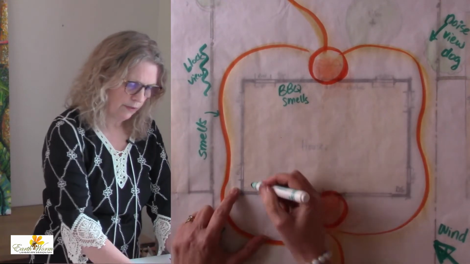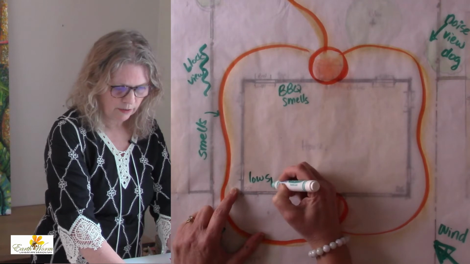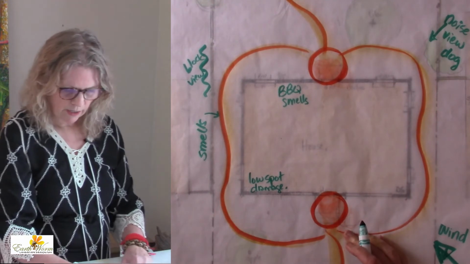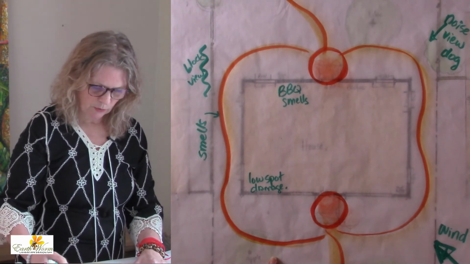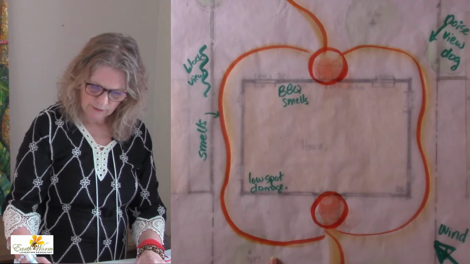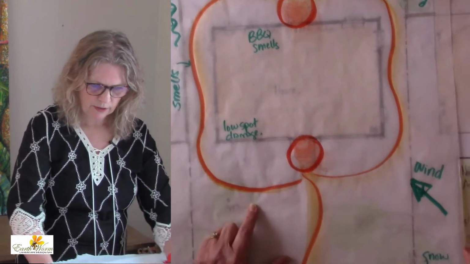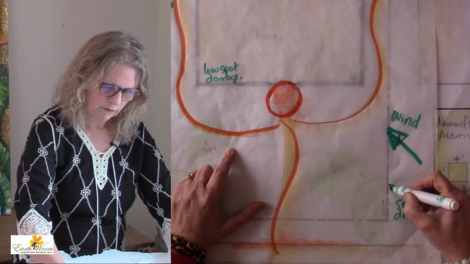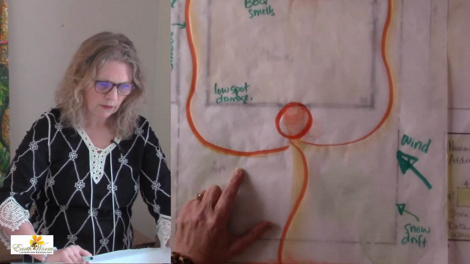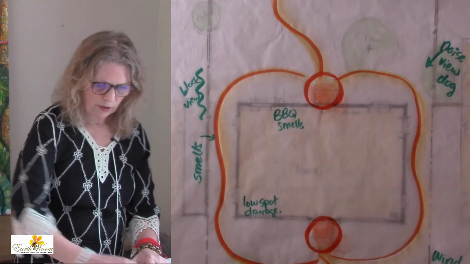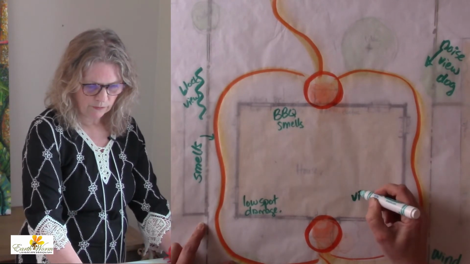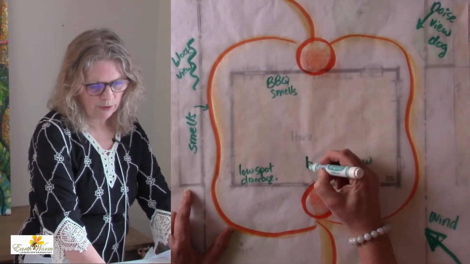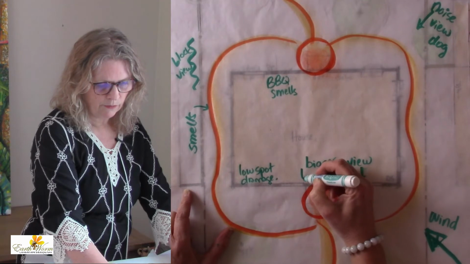And over in this area there might be a low spot for drainage. And sometimes what will happen is that the snow will drift in certain areas too. So we could write snow drift off the corner. And that sort of thing. So inside the house there might be a view from inside to outside that we want to maintain. And I'm going to write a bigger landing would be nice.